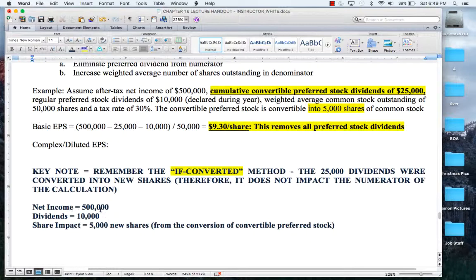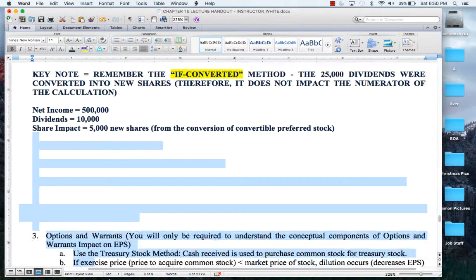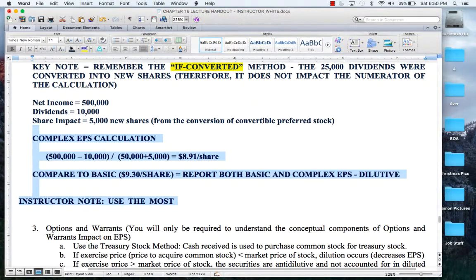Therefore, as you can see, you removed the dividends from the numerator of the calculation because you're not reflecting the 25,000 anymore, and then you increase the denominator by the 5,000 new shares from the conversion of the convertible preferred stock to common stock. Therefore, when we plug this into our calculation, we have the 500,000 net income minus the 10,000 in dividends. Remember, we do not subtract the 25,000 in the dilutive EPS calculation because we assume that the conversion has occurred.